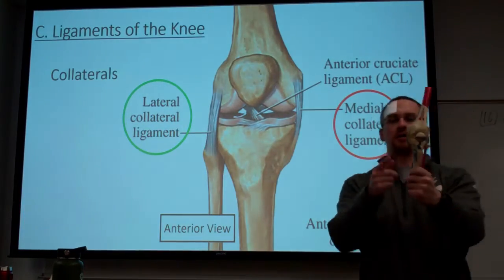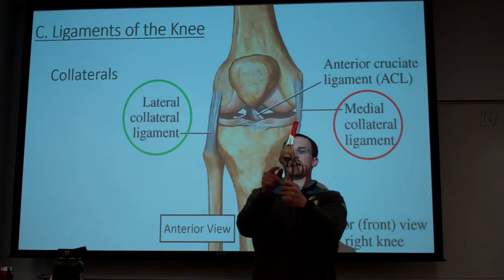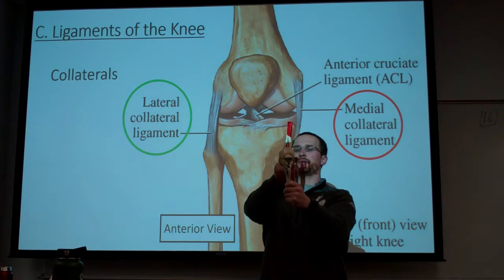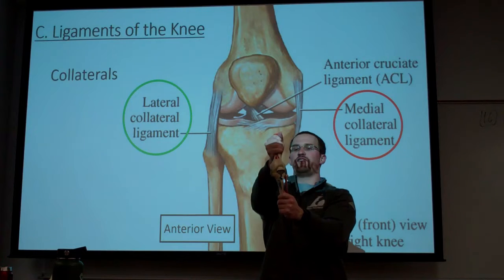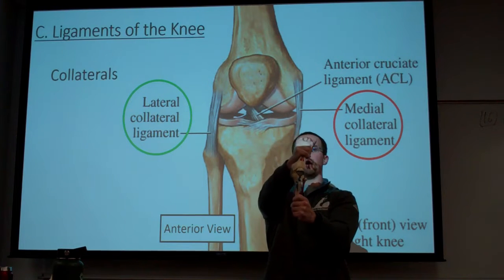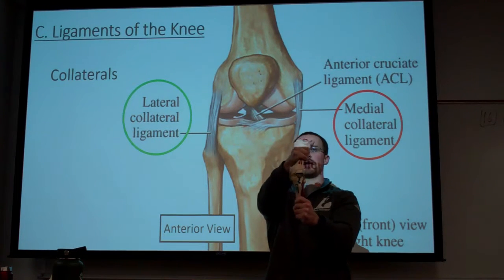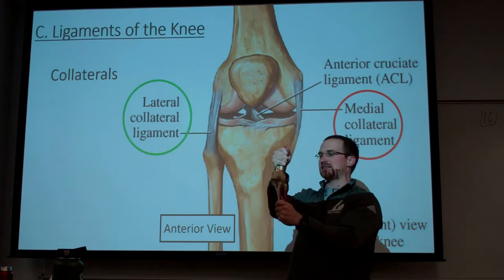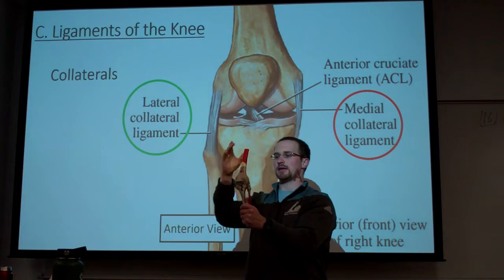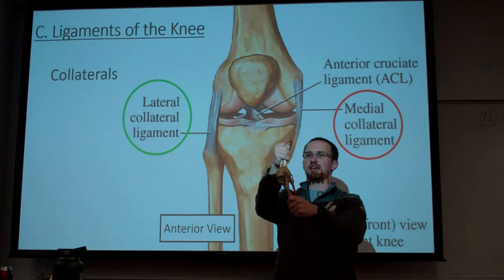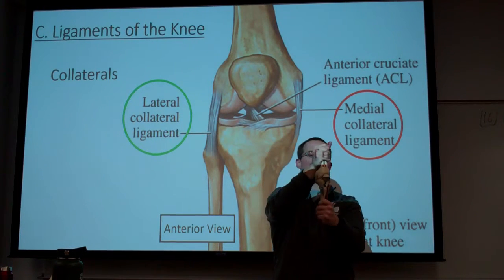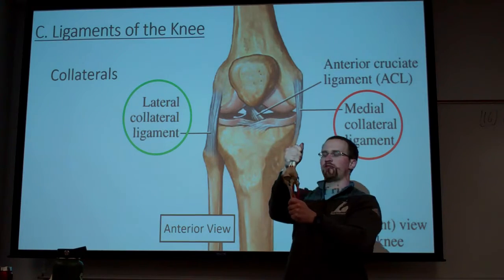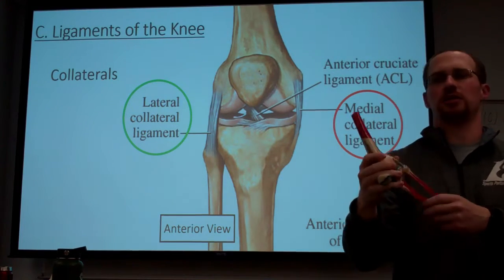All right, so you've got your collateral ligaments on the outsides here. We have the medial MCL and the LCL. They help prevent excessive movement of the knee joint this way. So it helps prevent excessive movement in that frontal plane. We don't want a whole lot, otherwise our knee goes like this, and we tear one of those two ligaments.